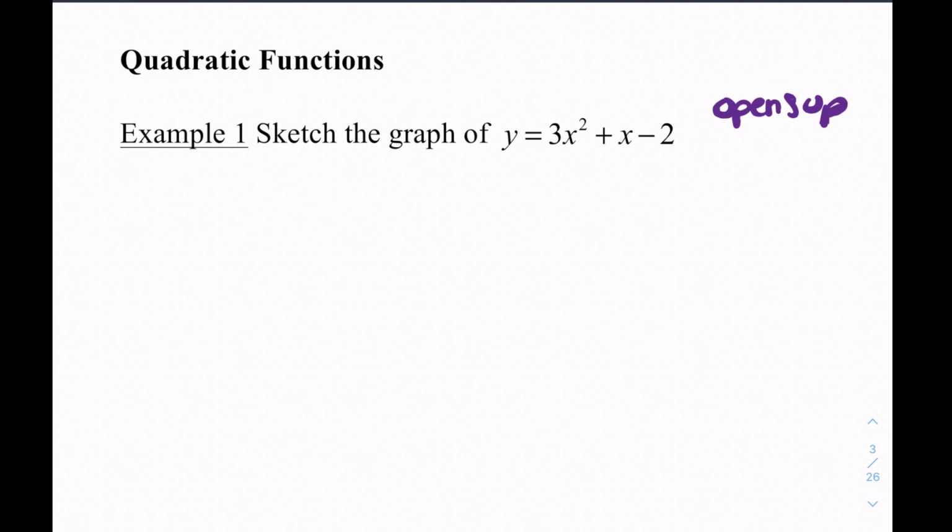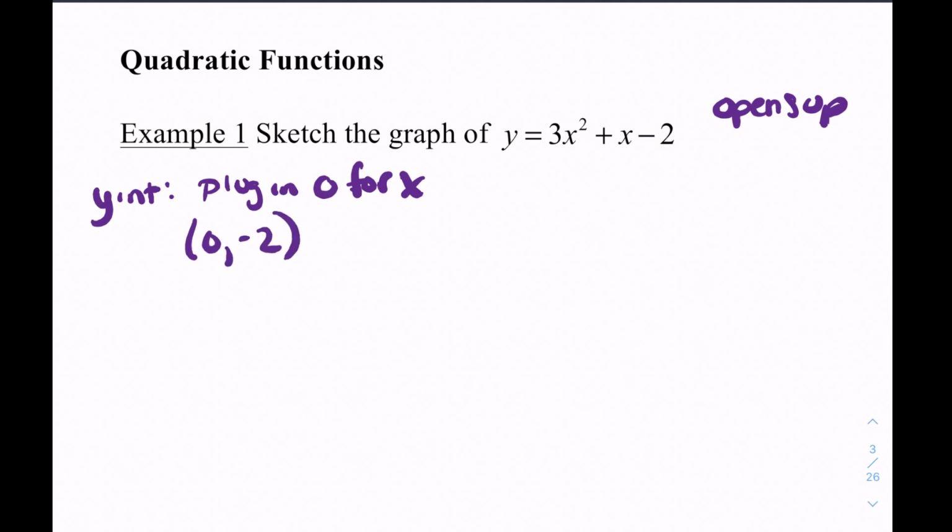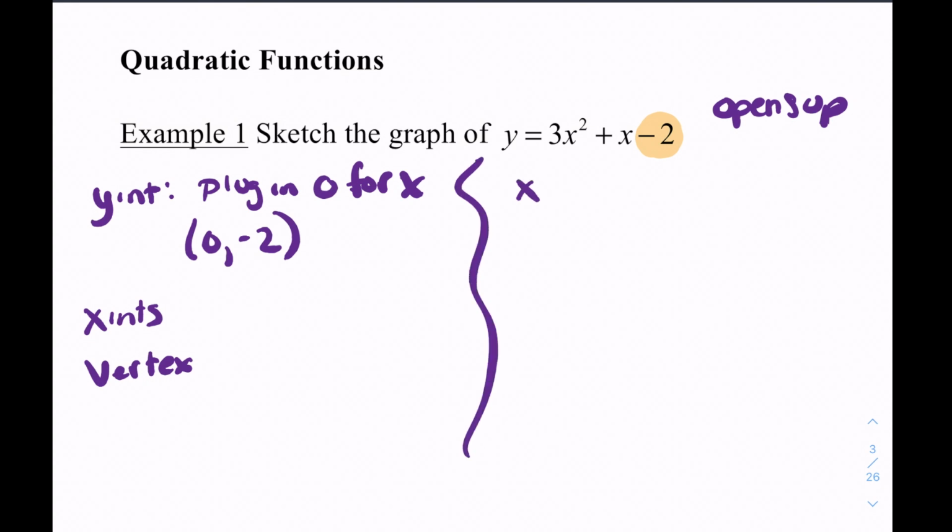The y-intercept, if you plug in 0 for x, we would get the y-intercept to be 0, comma, negative 2. The y-intercept will always be this constant term at the end. So then the next thing that we would want to do is find the x-intercepts and the vertex. So I'm going to give a couple different ways, but let's first focus on the x-intercept.